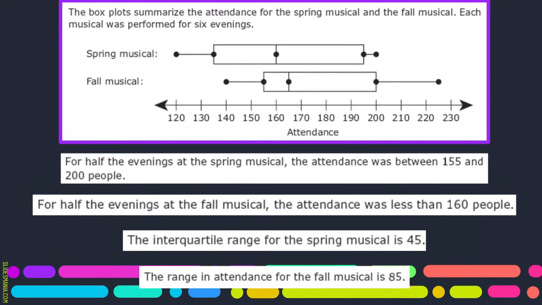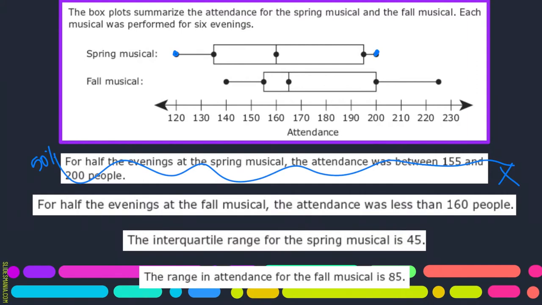The box plots summarize the attendance for the spring musical and the fall musical. Each musical was performed for 6 evenings. For half of the evenings at the spring musical, the attendance was between 115 and 200 people. So for half of the evenings, which means 50% of our data, it was from 115 to 200. That is not true. From 155 to 200, since it's from our minimum to our maximum, that actually represents 100% of the musical evenings.